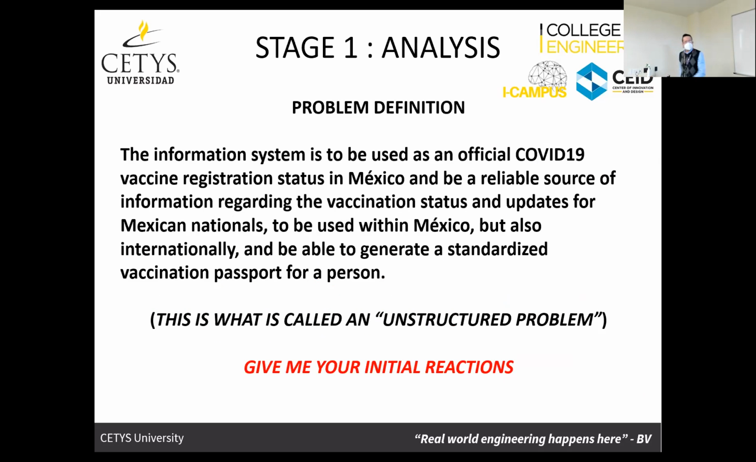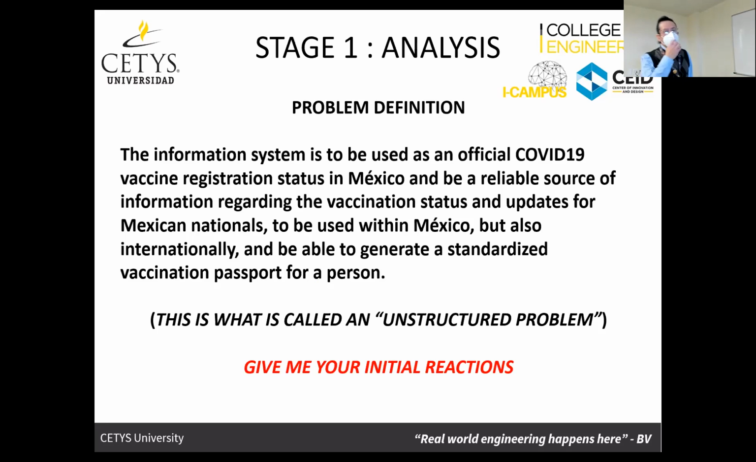Okay, so this is the problem definition. We want an information system to be used as an official COVID-19 vaccination registration status here in Mexico. Let's not necessarily think internationally yet. Let's think about here in Mexico. So my example, I've been vaccinated here, but I already have a booster from another country. That should also be registered somehow. So let's think about here in Mexico first.